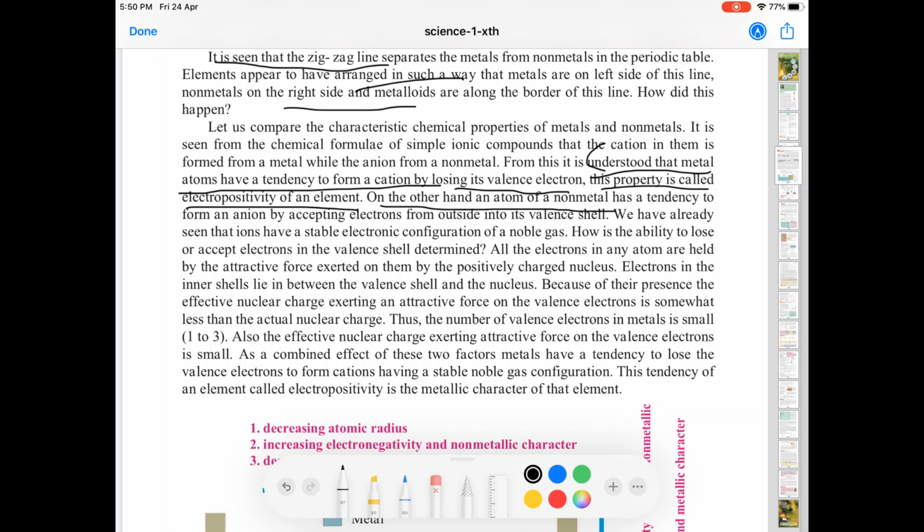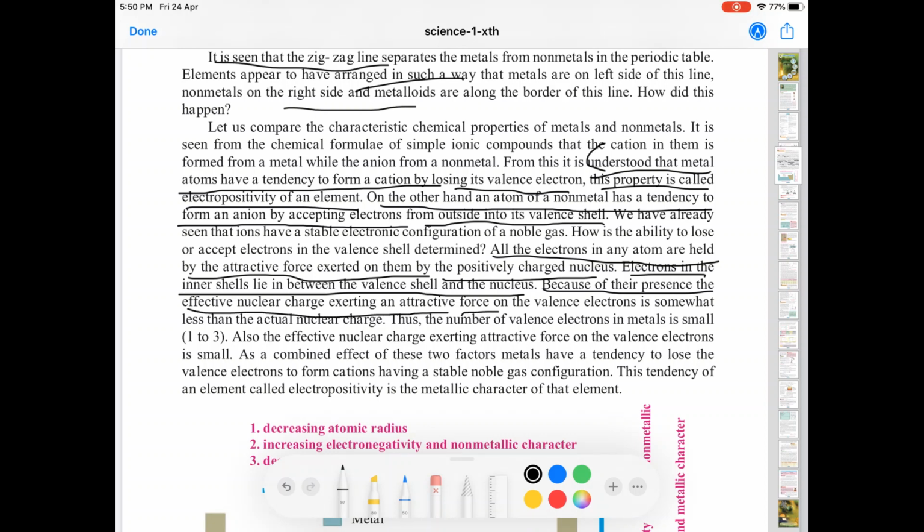On the other hand, an atom of a non-metal has a tendency to form an anion by accepting electrons from outside into its valence shell. So metals will donate electrons and non-metals will accept electrons. Now, all the electrons in an atom are held by the attractive force exerted on them by the positively charged nucleus. The electrons in the inner shells lie between the valence shell and the nucleus. Because of their presence, the effective nuclear charge exerting the attractive force on the valence electron is somewhat less than the actual nuclear charge.